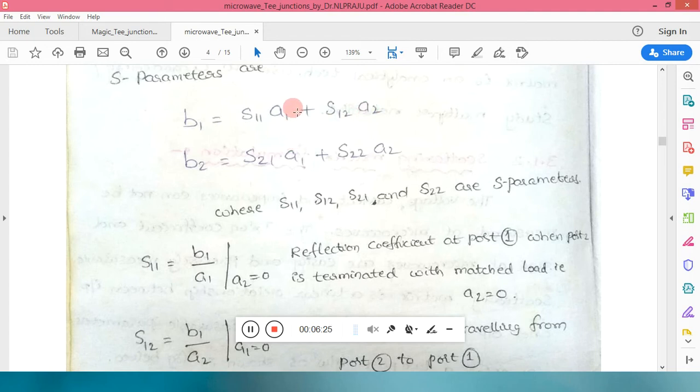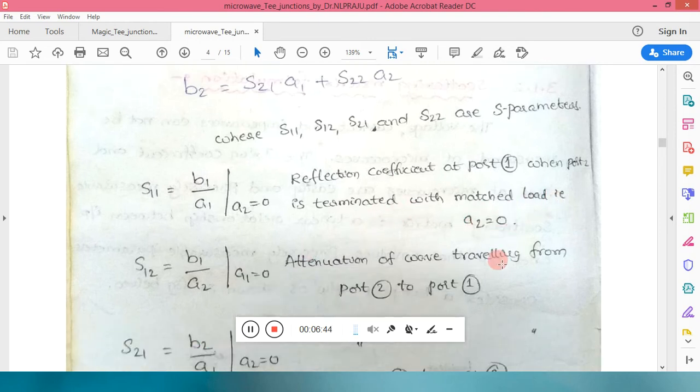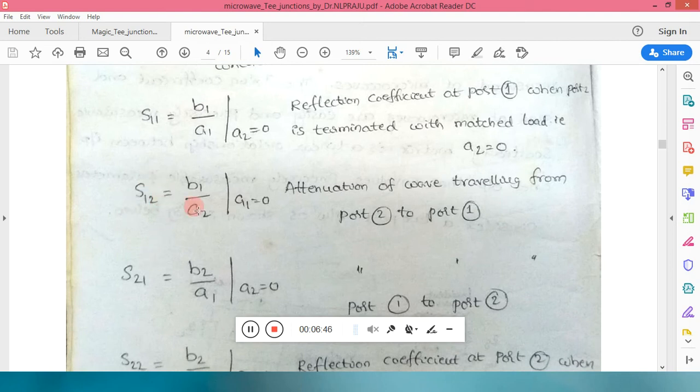So if we are giving input at only port 1, then S11 we get, this is 0. So we get S11 is equal to B1 by A1, when A2 equal to 0. That is nothing but the reflection coefficient at port 1 when port 2 is terminated with a matched load, that is A2 equal to 0. Similarly, we get S12 is equal to B1 by A2 when A1 equal to 0. This is attenuation of wave traveling from port 2 to port 1.